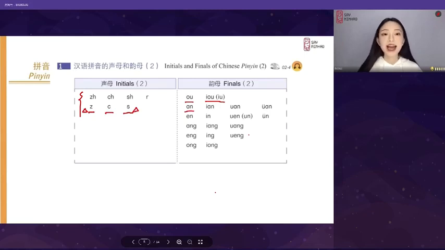This one is an. First, pronounce a, and then pronounce n. For this one, you should raise the front part of your tongue, especially the tip of your tongue, and put it against the upper gum. Try an, an, an. So this is an. We should use your nose.